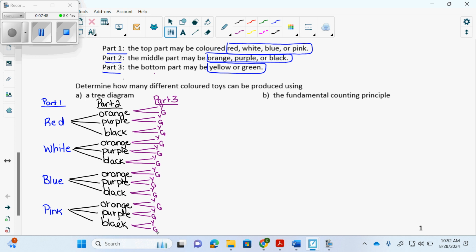So tree diagrams are great to see all the different outcomes, right? We have a red top, orange middle, yellow; red, orange, green; red, purple, yellow; red, purple, green, and it literally physically shows all the different outcomes, correct? But is it quick if I have like 20 outcomes for the first one, 100 for the middle, and 1,000 for the end? That would be crazy, right? Like trying to draw a tree diagram with all of that. So it's good to see the outcomes. It's good to also prove that the fundamental counting principle works, okay?